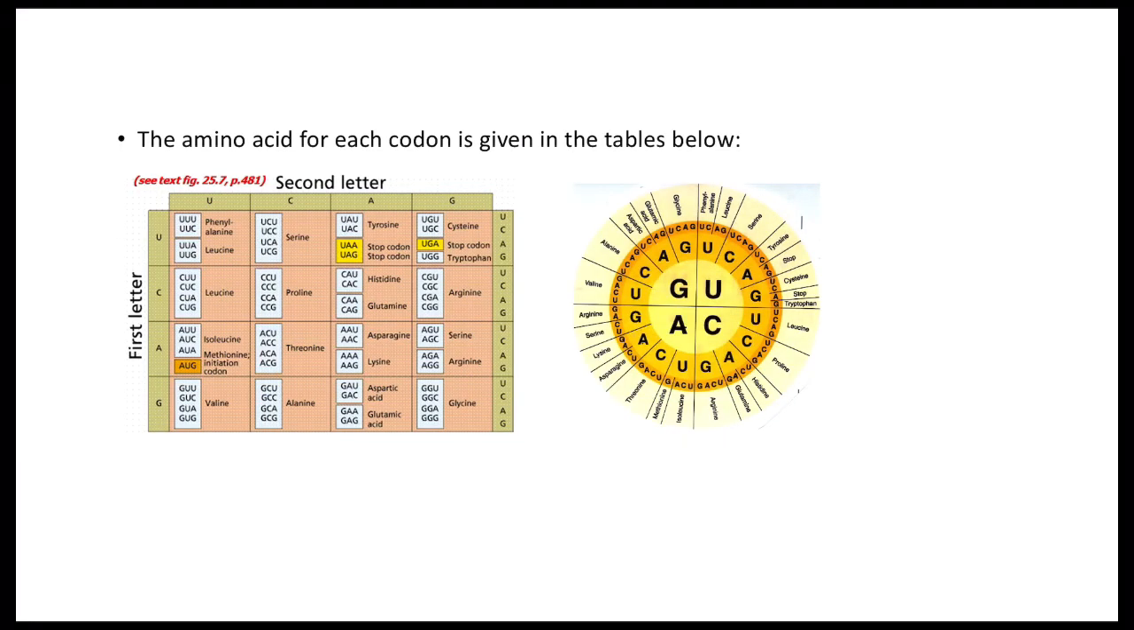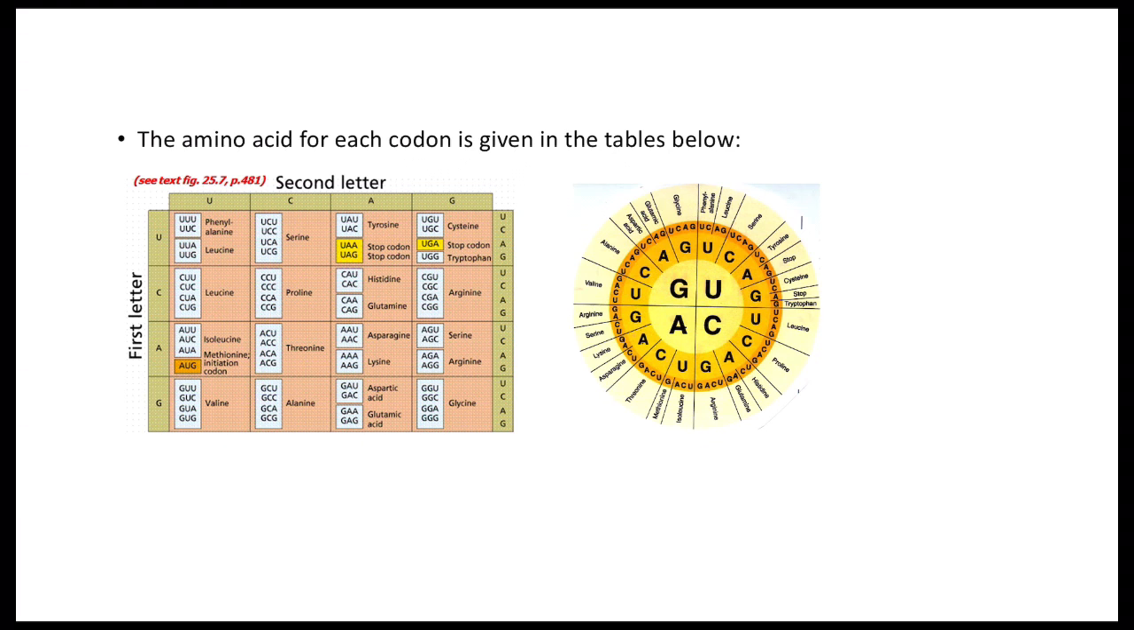Okay, so let's figure out how to actually determine our amino acids for a given codon. The amino acid for each codon is given in the tables below. These are the tables I was referring to. You will always be given these charts. You will not be asked to memorize them, although in university you may have to memorize them if you take a biochemistry course. So let's work on how to actually read these tables.